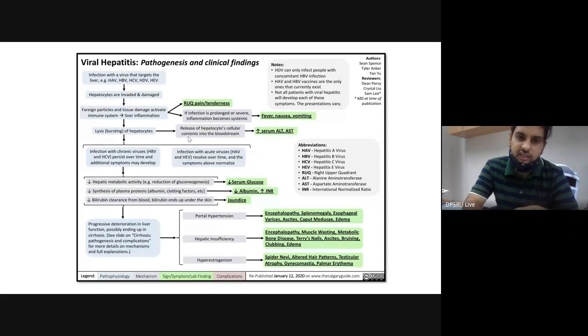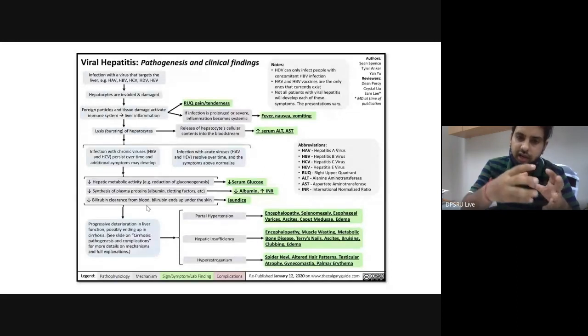So these viruses persist over time, and additional symptoms may develop. Particularly, the liver plays various roles. It helps in the production of glucose. It helps in the production of proteins like albumin. It helps in the production of clotting factors. It helps in the secretion of bilirubin also. So all these functions will be altered in chronic hepatitis.